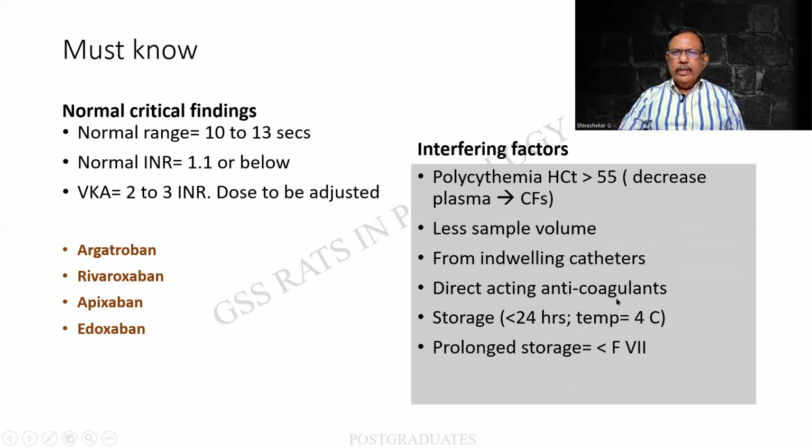Direct acting anticoagulants, which should not be used on this. Storage less than 24 hours. The temperature should be 4 degrees. But prolonged storage can lead to a decrease in the factor 7 also. So these are all certain interfering factors which we shall remember. Polycythemia, reduction in samples, catheters, anticoagulants, temperatures, and duration of storage.